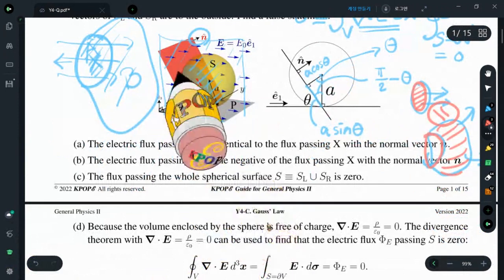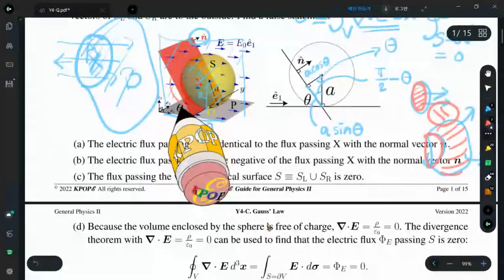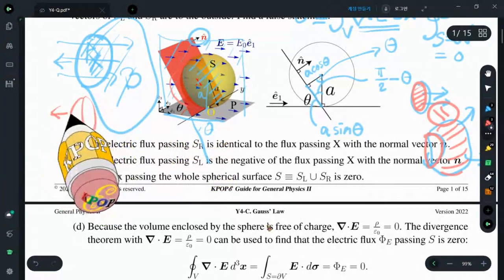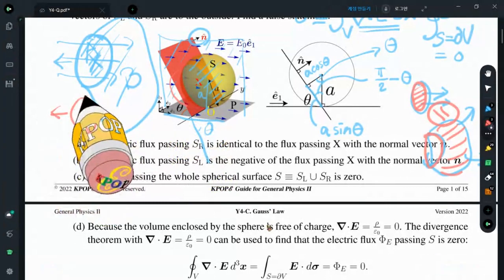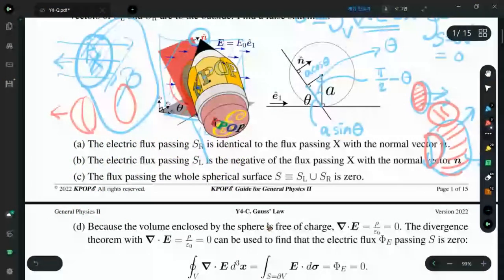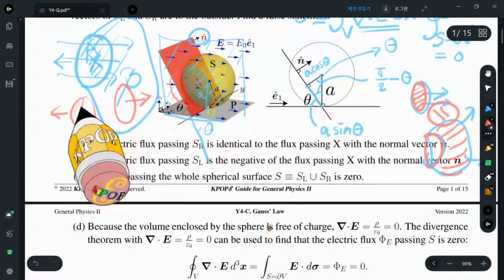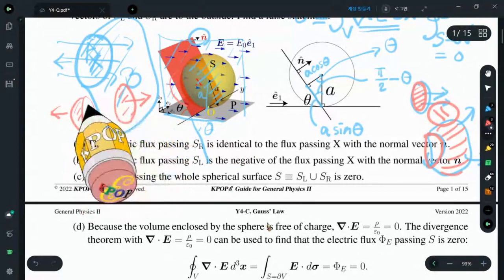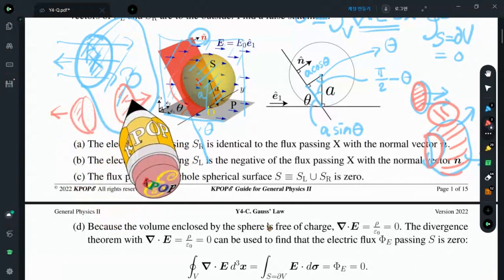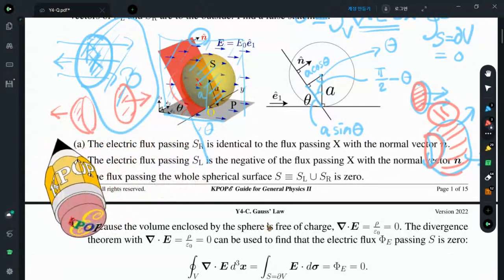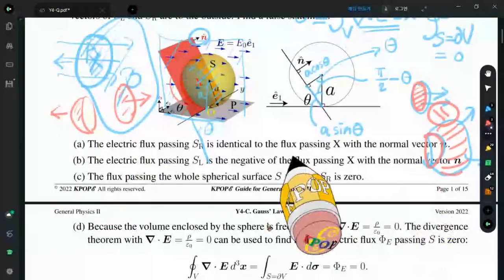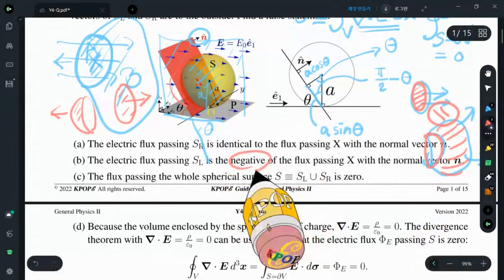SL is the left-hand side, and the SL has its normal direction toward the outside of the sphere. X has the normal direction this side. So these two share the same boundary, but the direction is opposite. Therefore, the flux is the same, except that we have a negative sign on it.